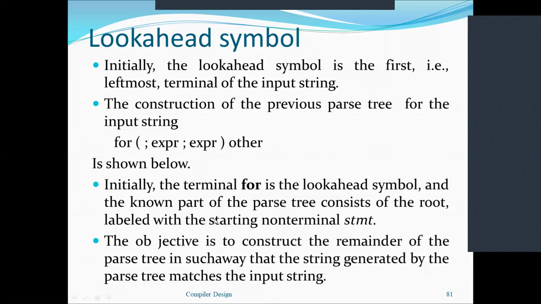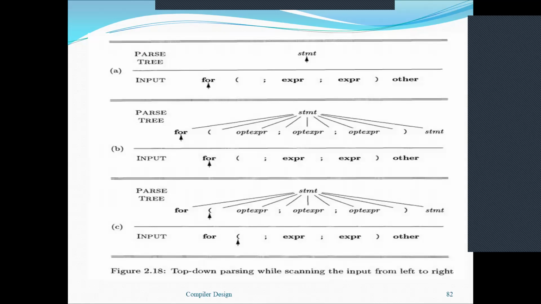The objective is to construct the remainder of the parse tree in such a way that the string generated by the parse tree matches the input string. Whatever is generated in the parse tree should be the same as the input, the statement used in the program. That is the objective. How it can be done, we'll study with an example.